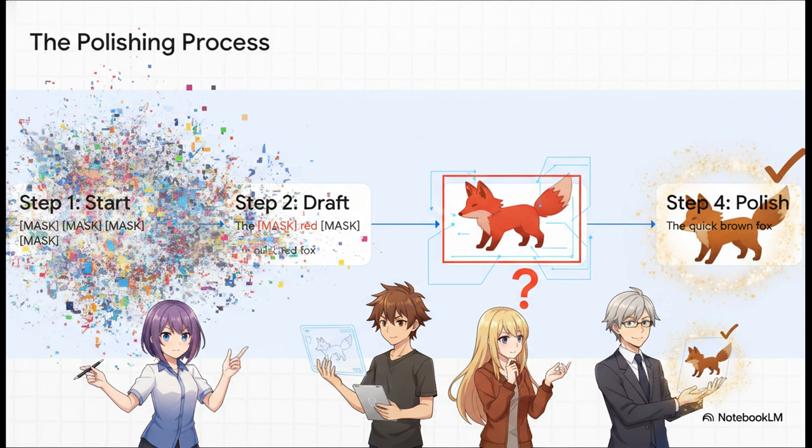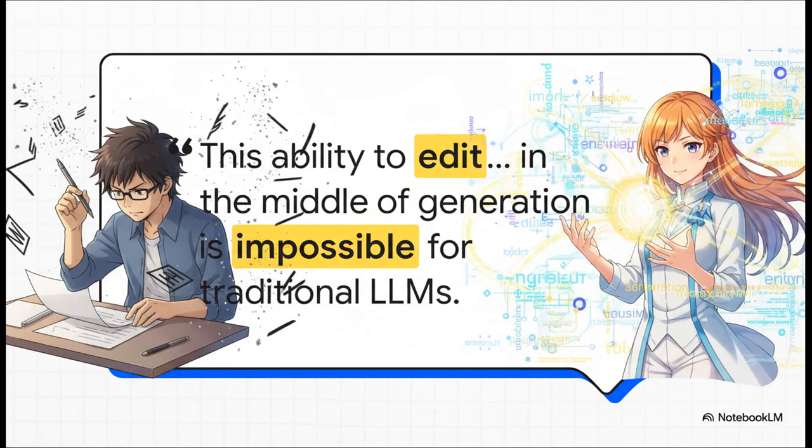It starts with nothing but noise. Then it puts down a rough draft, maybe "the red." Then it adds more detail, getting to "the quick red fox." But here's the incredible part. It looks at the whole sentence together and thinks, you know what? The phrase is almost always "brown fox." So in the final step, it actually goes back and edits its own word, changing "red" to "brown." And that, right there, that is the absolute game changer.